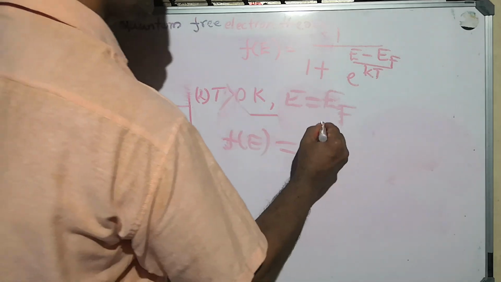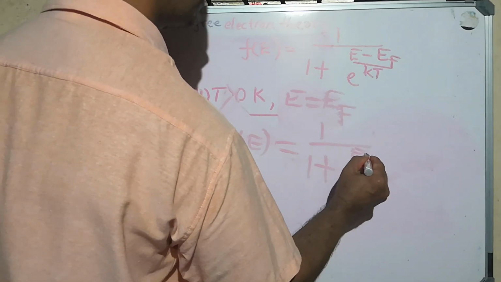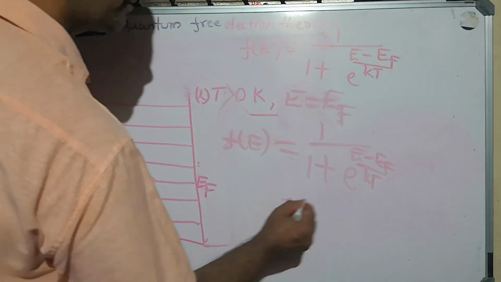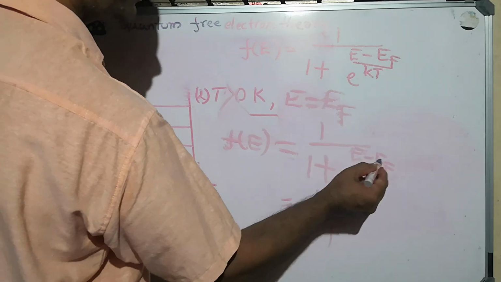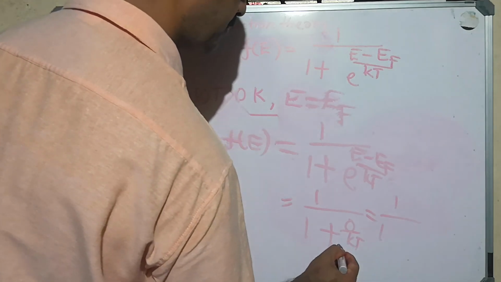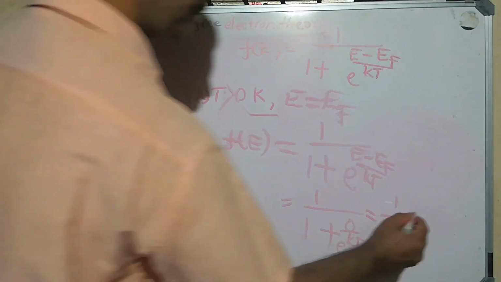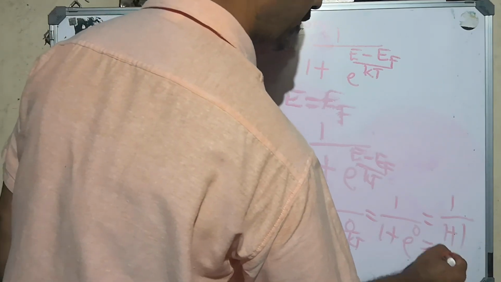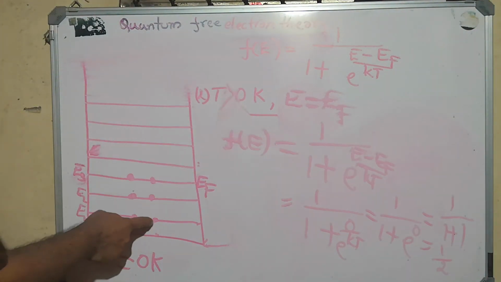F of E is equal to 1 divided by 1 plus e to the power (E minus EF) by KT. But what happens here? Since E is equal to EF, E minus EF becomes 0. 0 divided by KT is 0. That is 1 divided by 1 plus e to the power 0, which is 1 divided by 2.